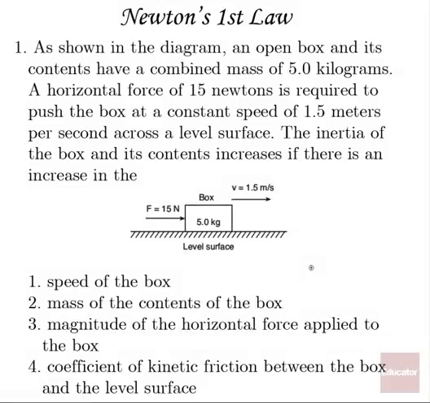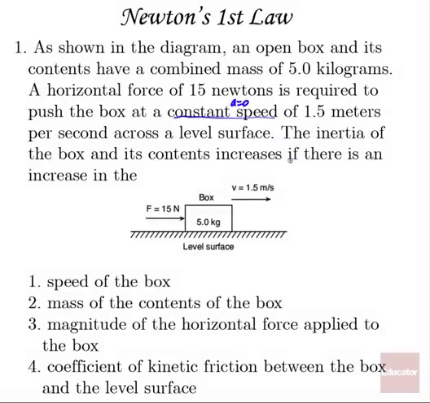Number 1. As shown in the diagram, an open box and its contents have a combined mass of 5 kilograms. A horizontal force of 15 newtons is required to push the box at a constant speed. Anytime I see that, right away I think acceleration equals 0, of 1.5 meters per second across a level surface.